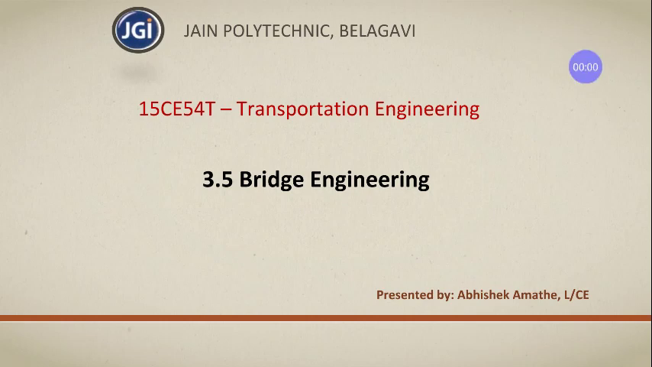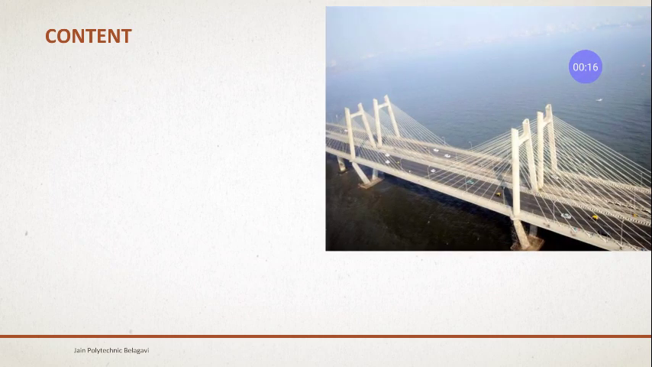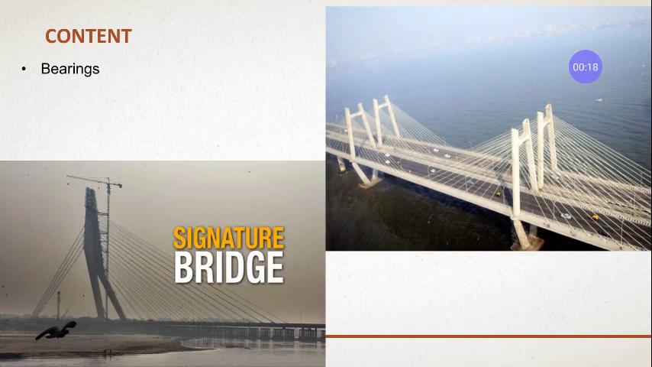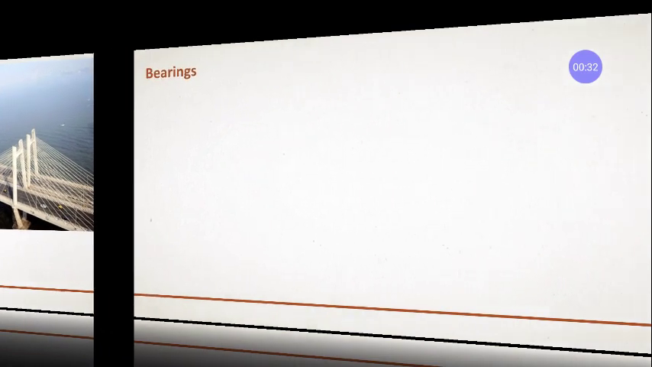Hello everyone. We have seen about the substructure of the bridge, various components of it. Today we will be seeing about bearings: functions of bearings, requirements, and types only. We are not going into the details of types of bearings, but we'll just understand which types there are. First we'll understand what a bearing is.